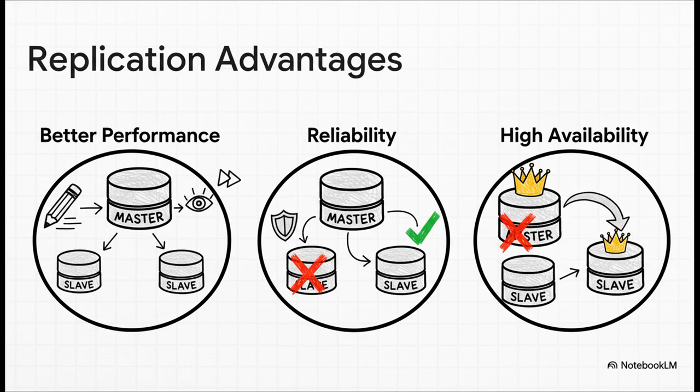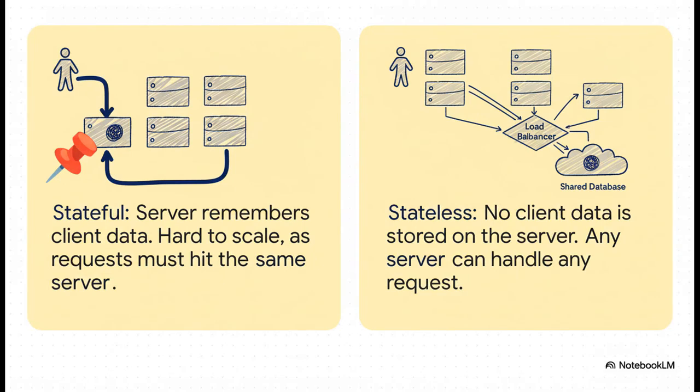If a replica database dies, we've got others to pick up the slack. If the primary fails, one of the replicas can get promoted to be the new primary, which keeps downtime to a minimum. Now, this whole setup is what allows for that amazing horizontal scaling. But there's a catch.